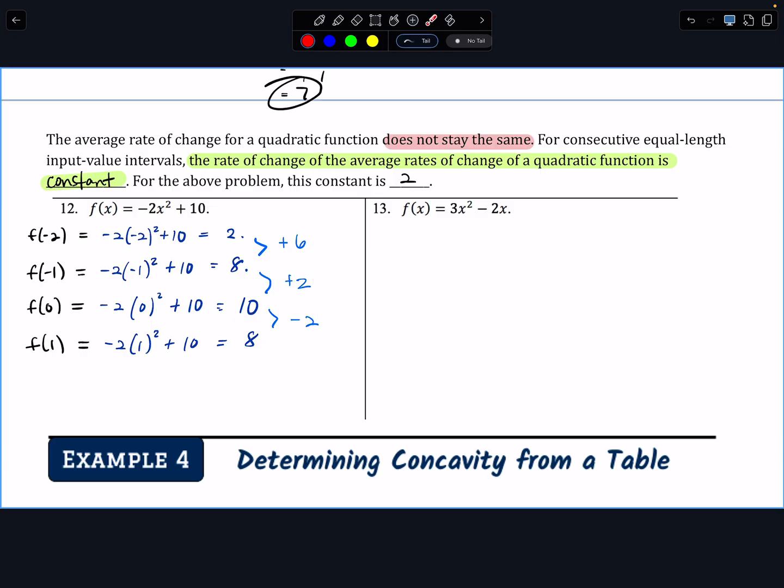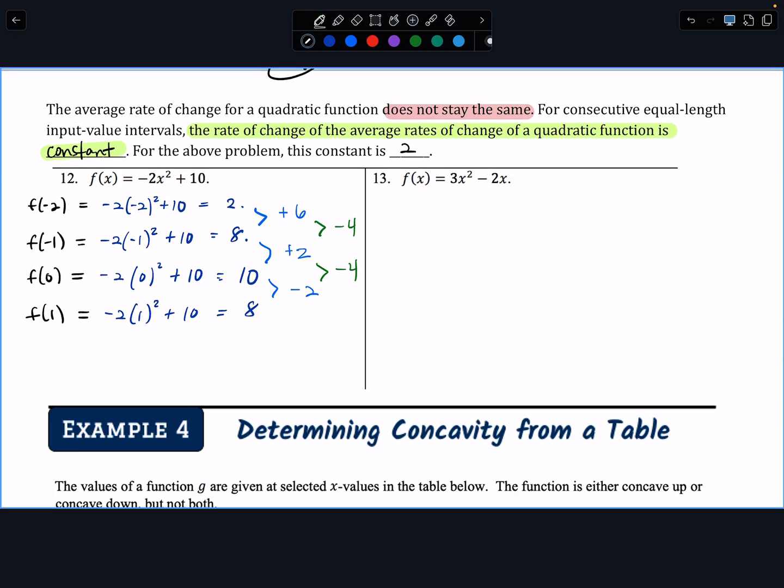What do I do to get from 6 to 2? What am I subtracting? 4. So this is a change of -4. And then from 2 to -2, do you guys agree that's also a change of -4? Oh my goodness. That means, and this is how I want you guys to write your answers, that the rate of change is changing by -4.